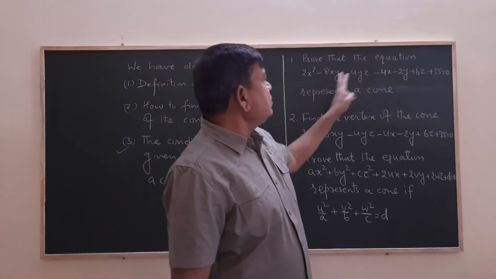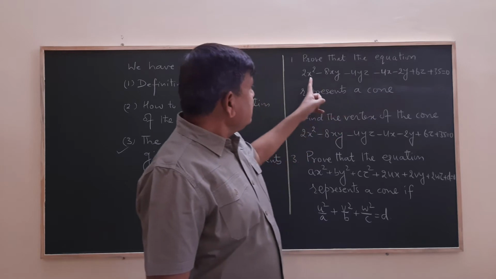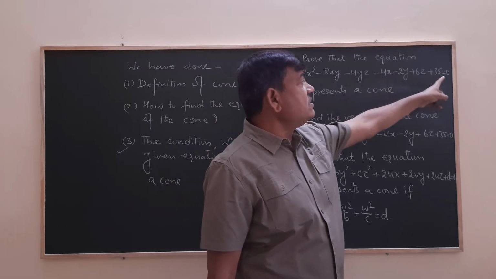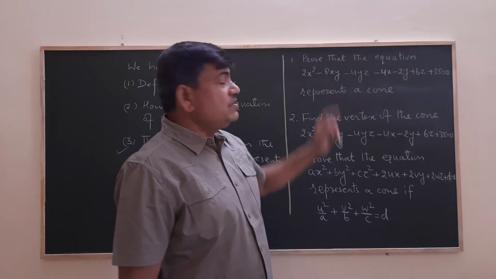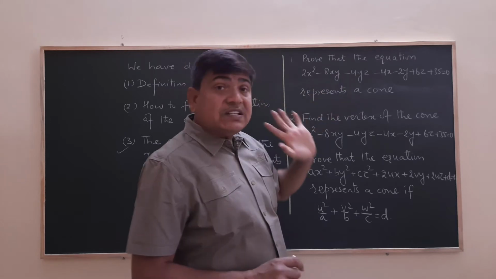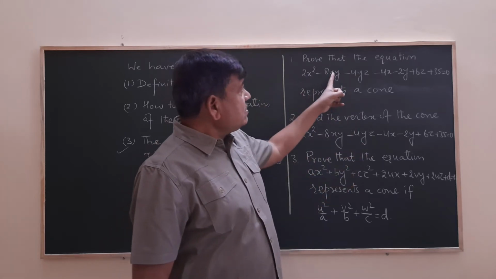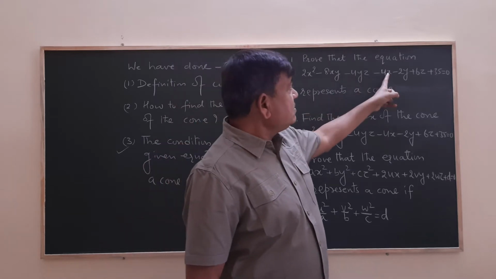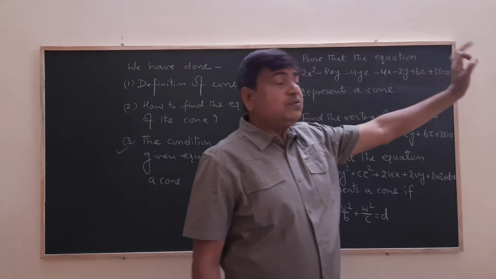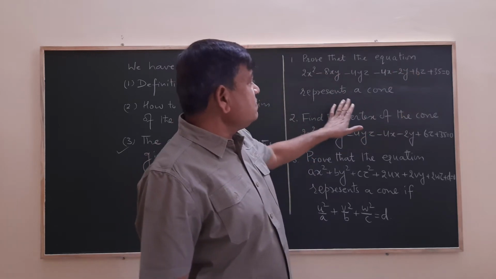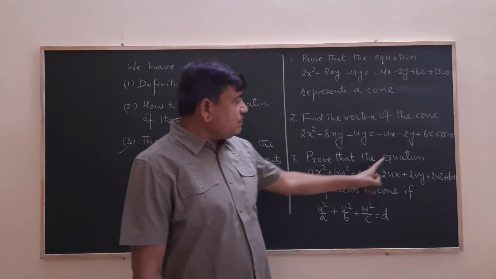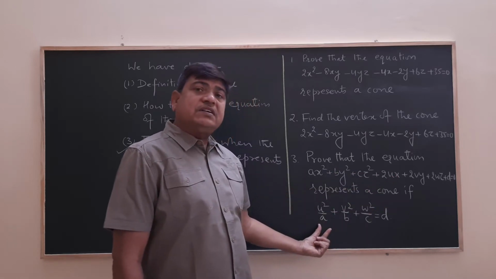First one is prove that the equation, this is the second degree equation, 2x square minus 8xy minus 4yz minus 4x minus 2y plus 6z plus 35 equals 0. Remember y square is missing, z square is missing, but we have second degree terms. This one is linear term, this is first degree term, and this is the 0 degree term, that is pure constant. So prove that the equation represents a cone. Second question, find the vertex of the cone. And the third one is prove that the equation represents a cone if this condition holds.